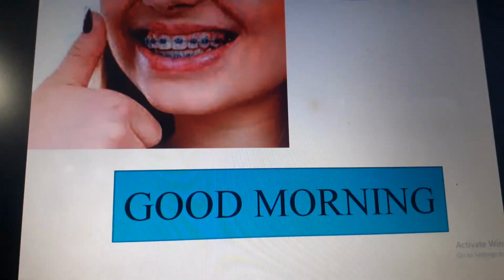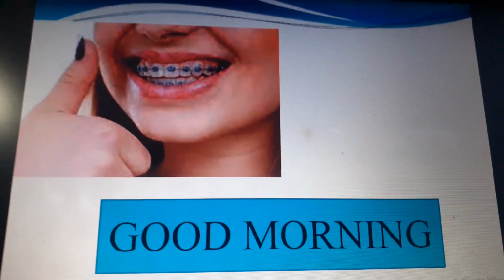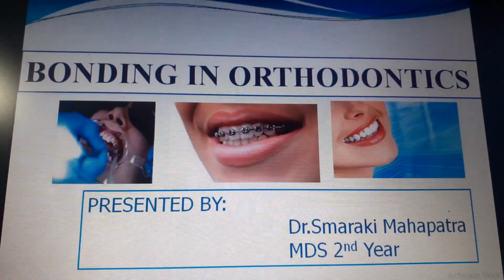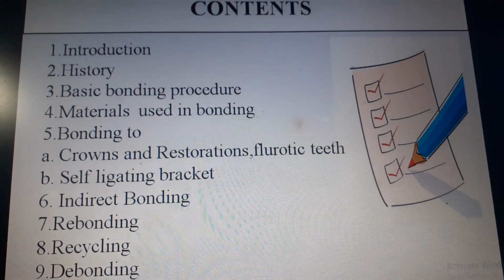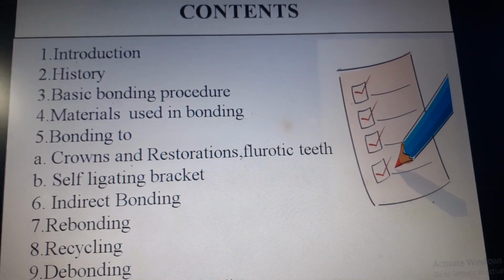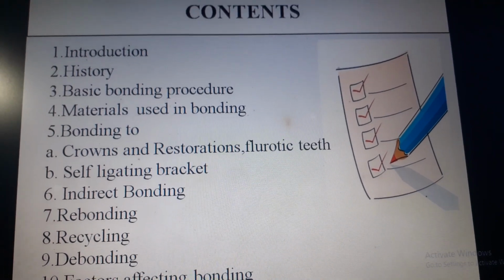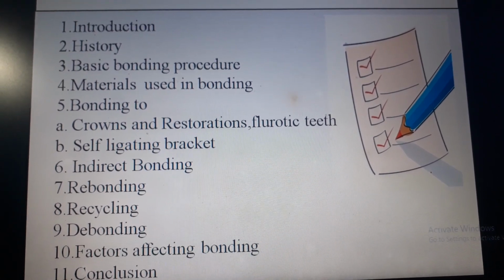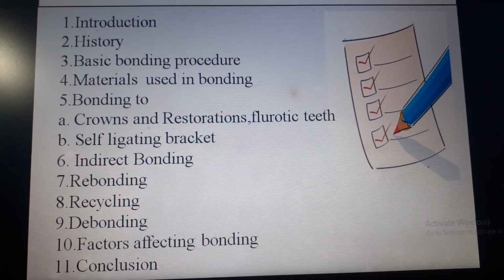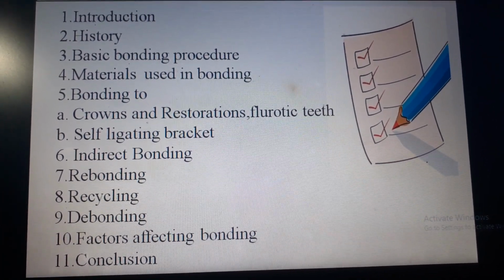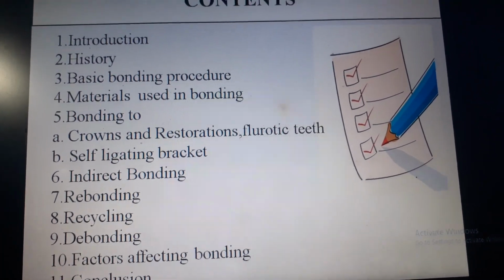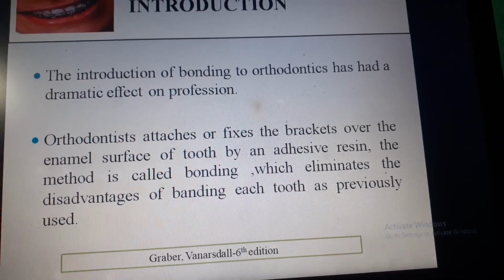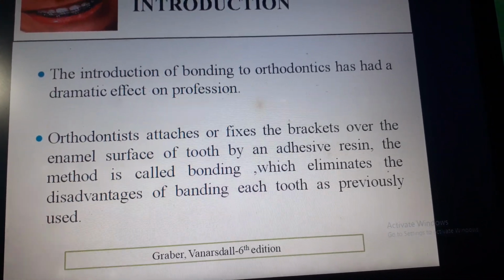I'm going to present on the topic bonding in orthodontics. Coming to my contents: introduction, history, basic bonding procedures, materials used in bonding to crowns and restoration, protective self-ligating bracket, indirect bonding, rebonding, recycling, debonding, factors affecting bonding. Then conclusion. Coming to the introduction, bonding in orthodontics has had a dramatic effect on the profession.